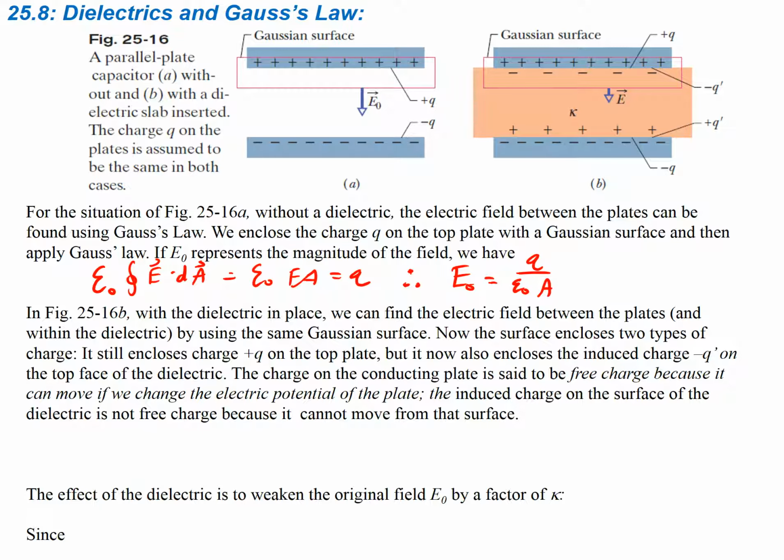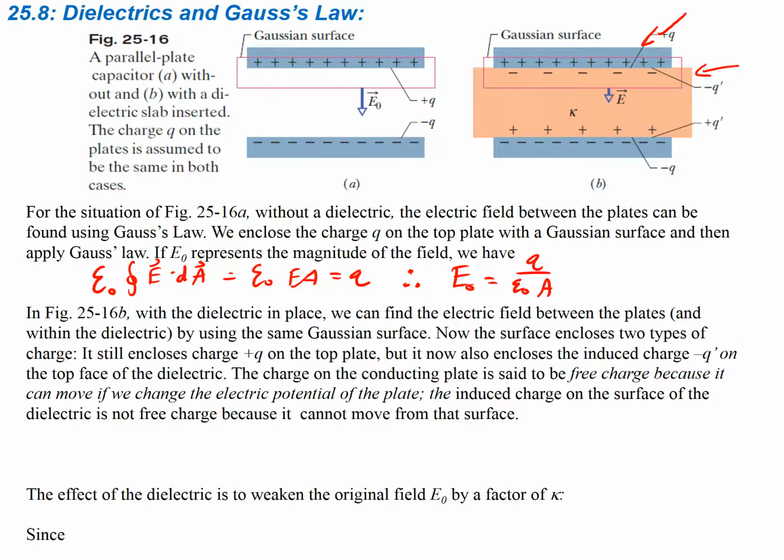The charge on the conducting plate is said to be free charge because it can move if we change the electric potential of the plate. The induced charge on the surface of the dielectric is not free because it cannot move from that surface. So this is going to be our free charge, right? The charge on the plate. And then our induced charge is going to be the charge on the dielectric.